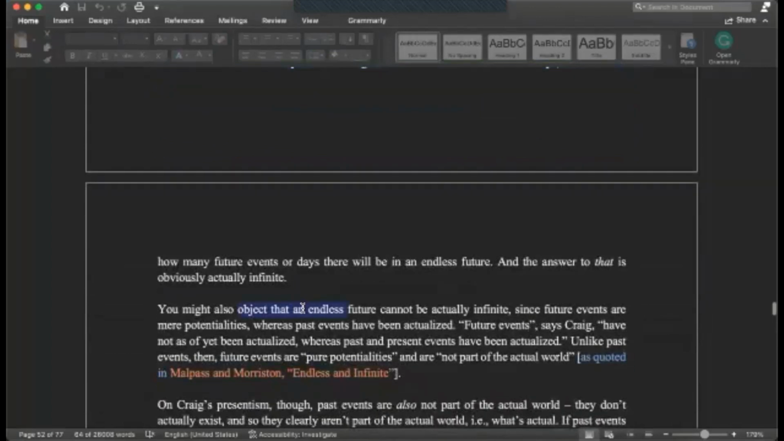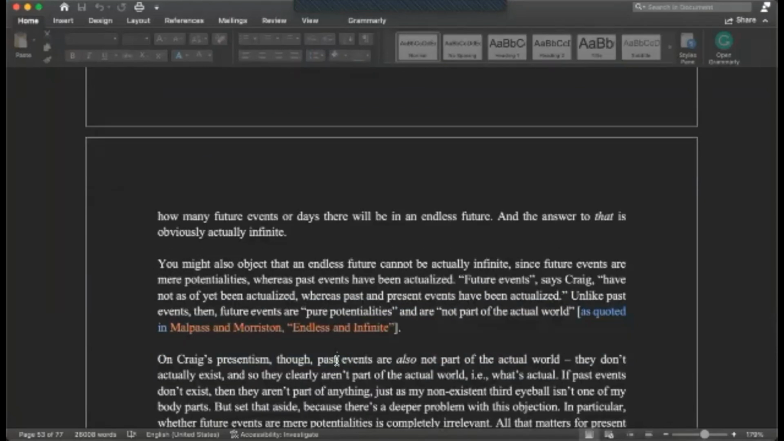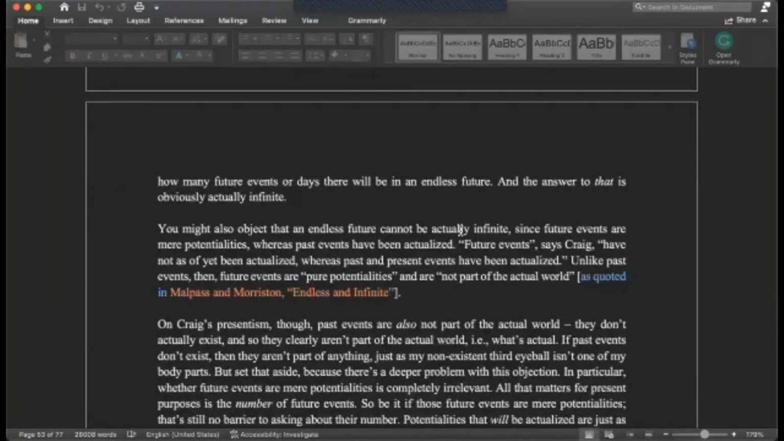You might also object that an endless future cannot be actually infinite, since future events are mere potentialities, whereas past events have been actualized. Future events, says Craig, have not as of yet been actualized, whereas past and present events have been actualized. Unlike past events, then, future events are pure potentialities and are not part of the actual world. Well, there are many serious problems with what Craig says here. On Craig's presentism, though, past events are also not part of the actual world, right? They don't actually exist, and so they clearly aren't part of the actual world.